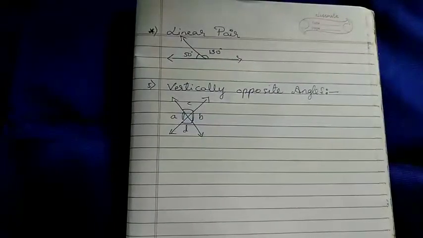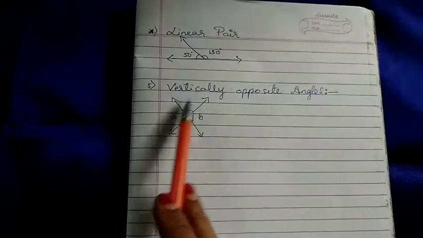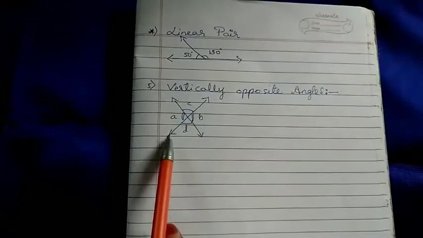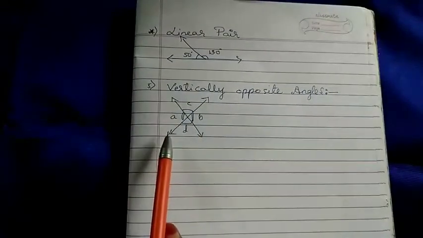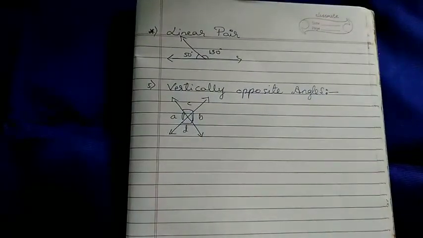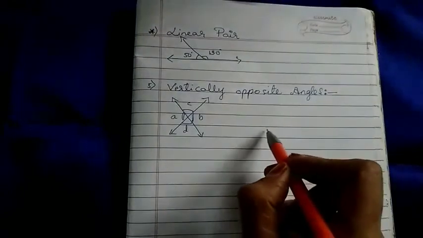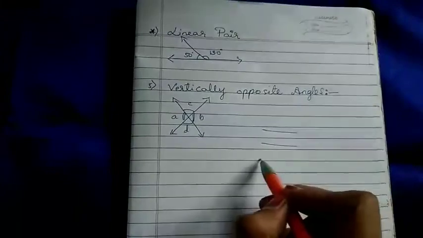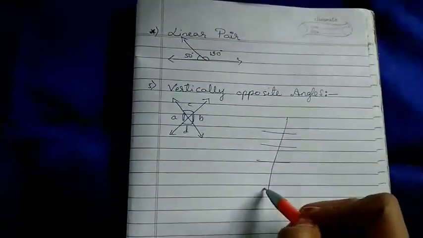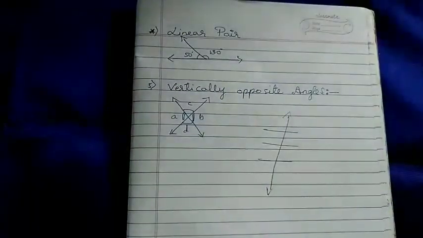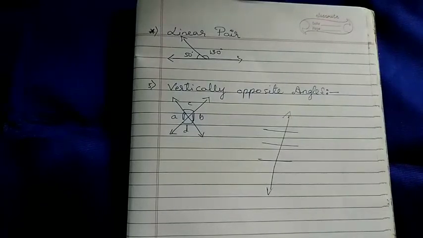These are some basic terms and definitions. In this chapter, you will study the properties of the angles formed when two lines intersect each other, and also the properties of the angles formed when a line intersects two or more parallel lines at distinct points. Thank you.